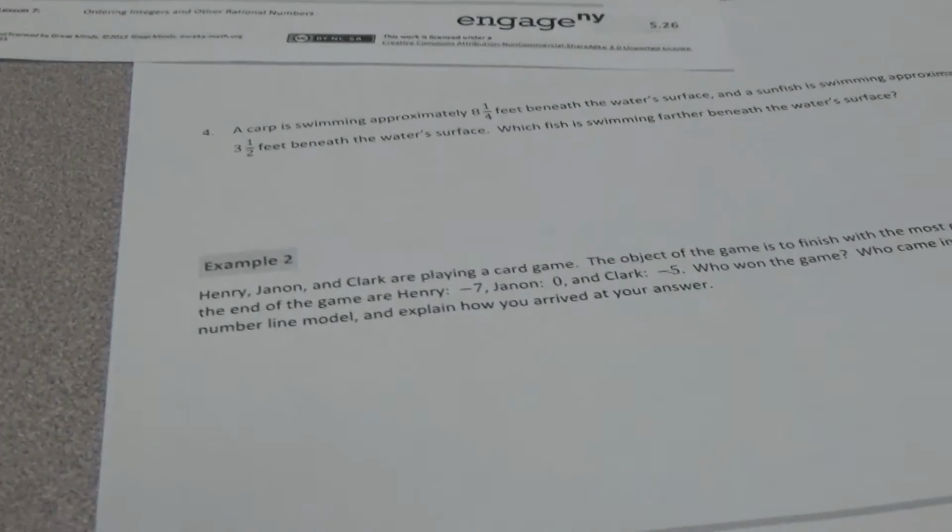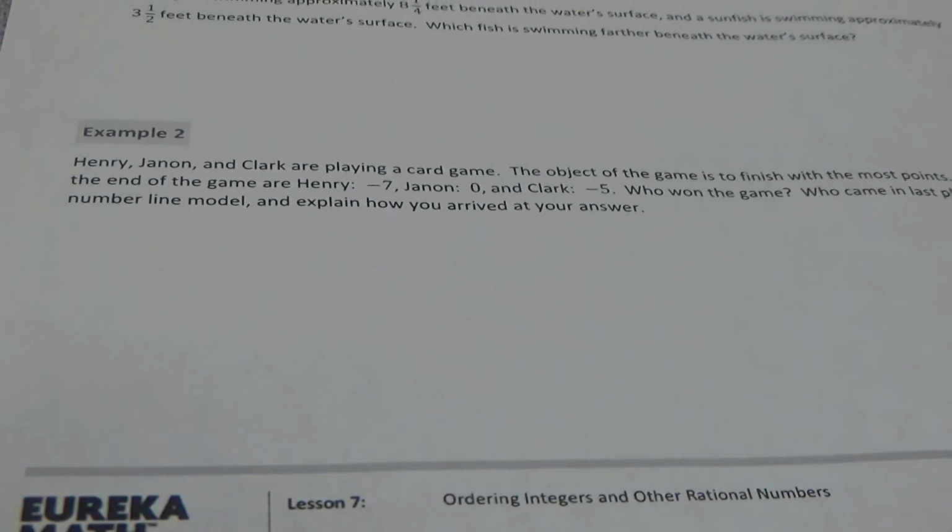Look at example 2. In example 2, you're simply telling who came in last place. You're going to use a number line to model it, just like we did in the last example. You're given numbers. Make sure that you put the name above the numbers on the number line, as well as a dot on those numbers, so that you can see who came in first or last place. Go to number 5. Turn the page for me.